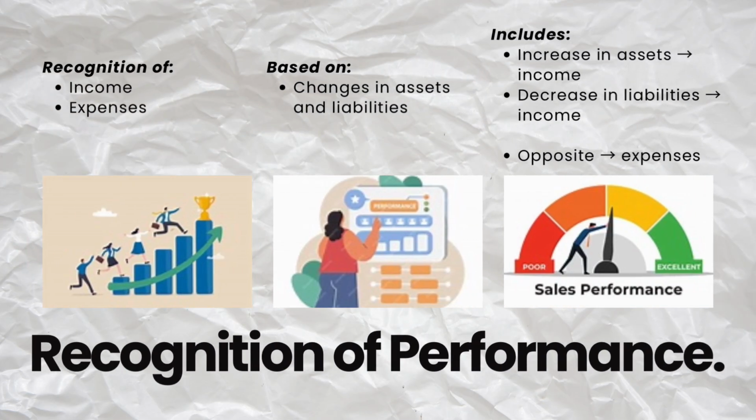For financial performance, recognition focuses on income and expenses. These are based on changes in assets and liabilities. For example, an increase in assets or a decrease in liabilities results in income, while the opposite results in expenses.